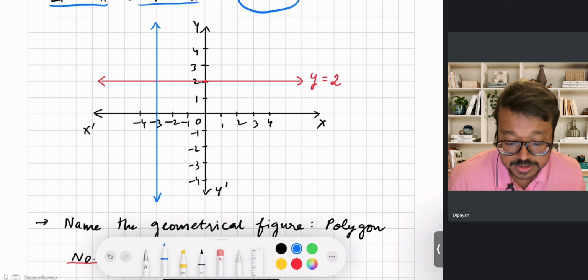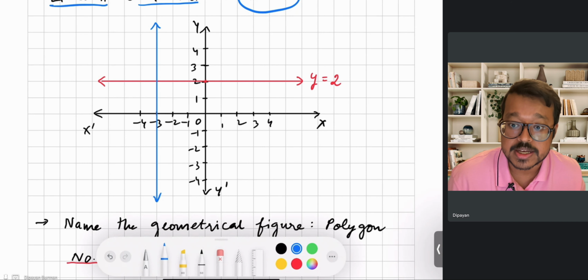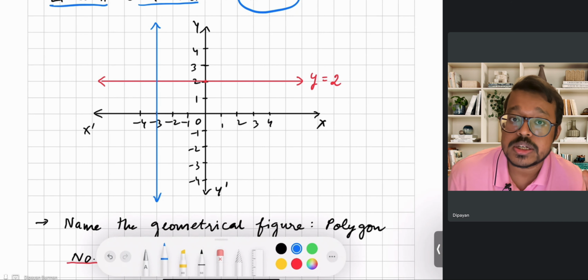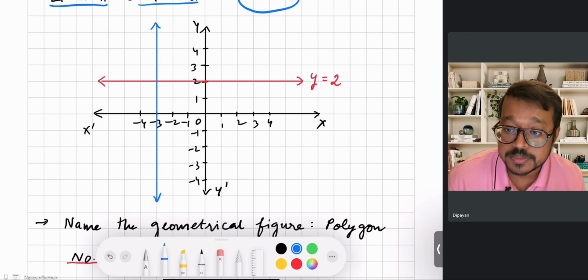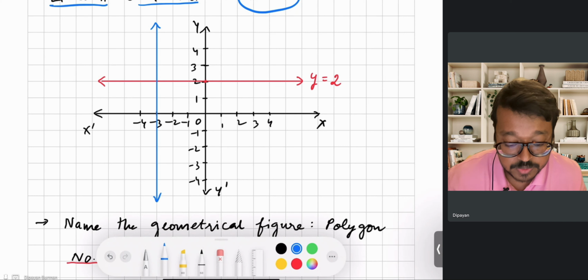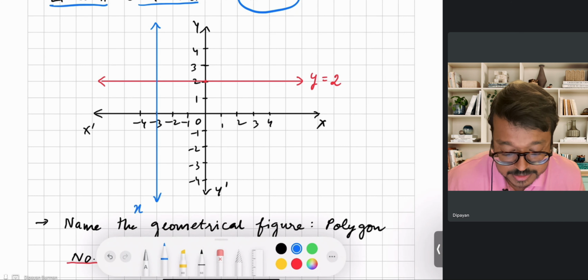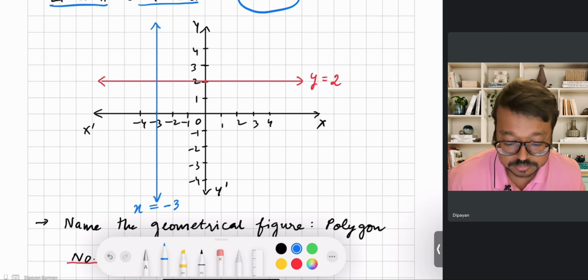Similarly, the blue colored line is a line parallel to the y axis and it is 3 units on the left side of the origin. So it's in the negative x direction. So I will say that the equation of this line will be x equals -3.